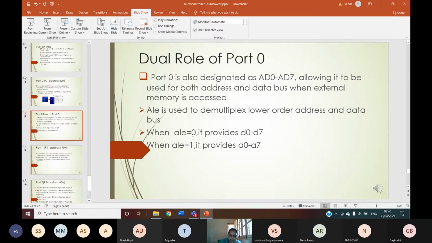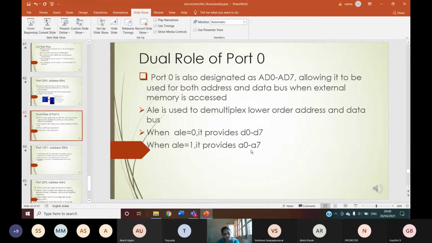Whenever ALE is 0, whatever data is sent on the port lines corresponds to the data, D0 to D7. Whenever ALE is 1, whatever is sent on the IO port lines corresponds to the address A0 to A7. So port 0 is used as an input output port. Port 0 is used to send the lower order address whenever you are accessing the external memory.